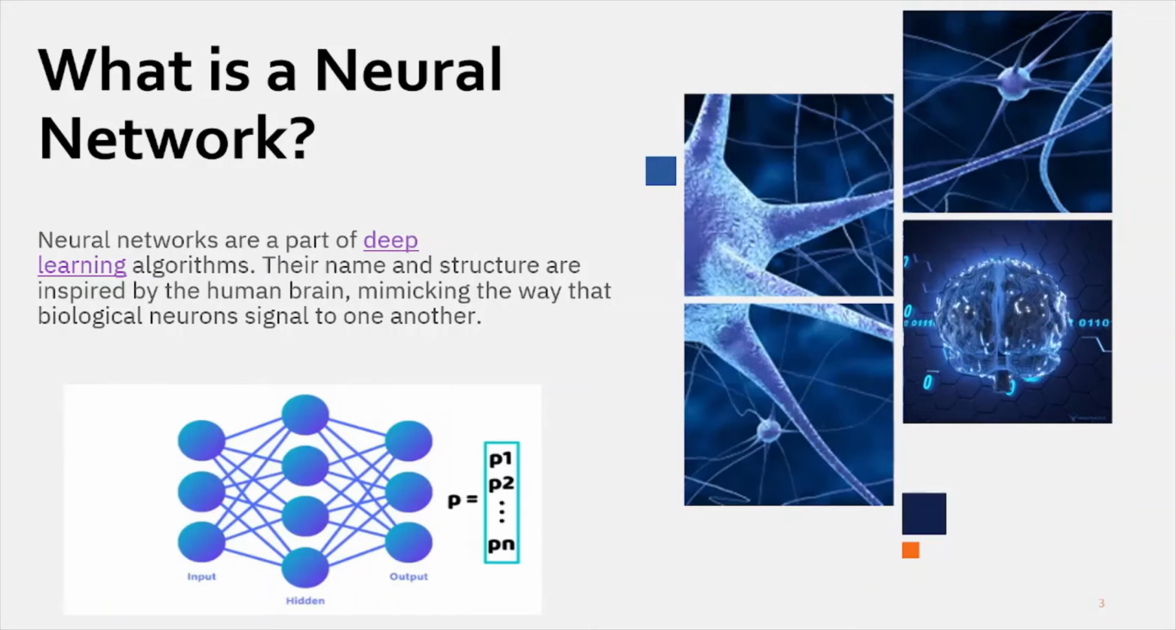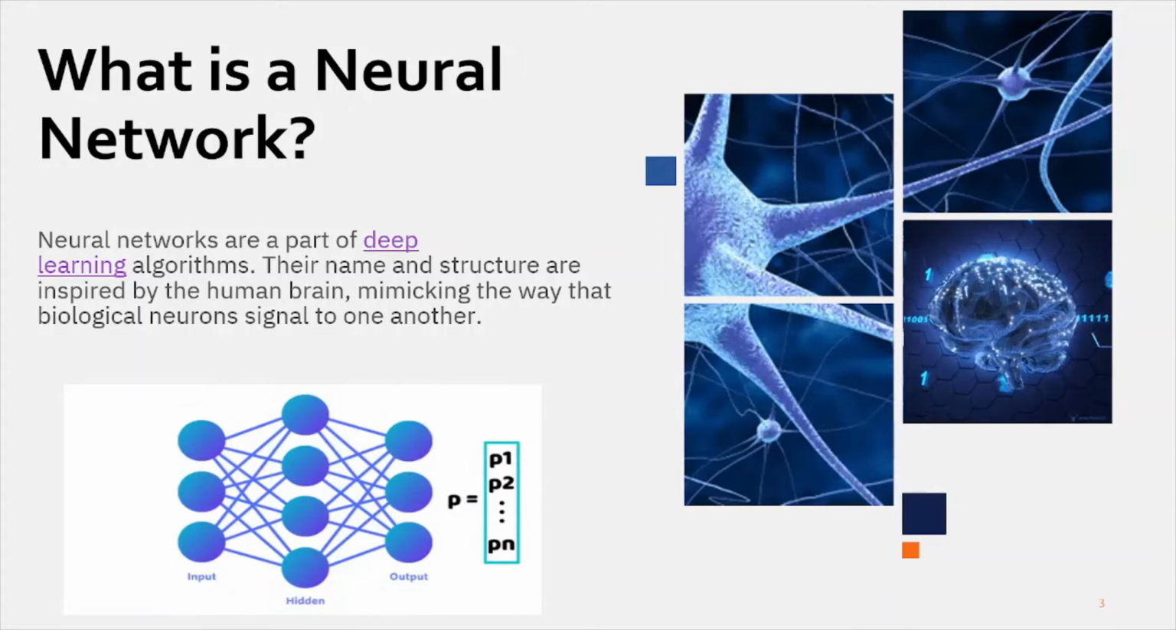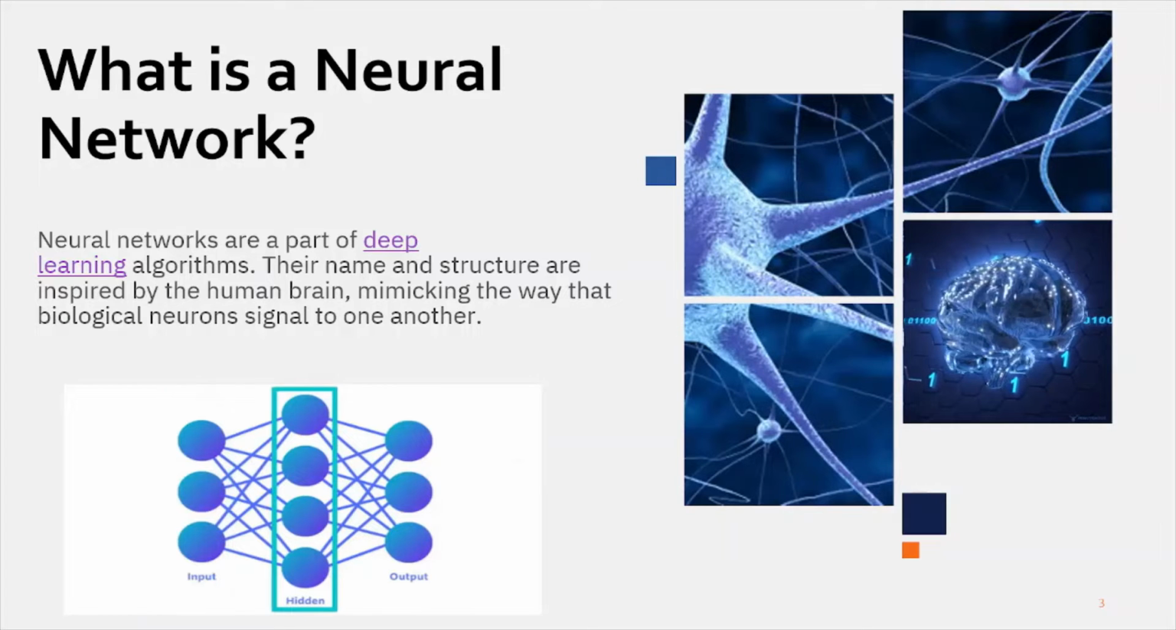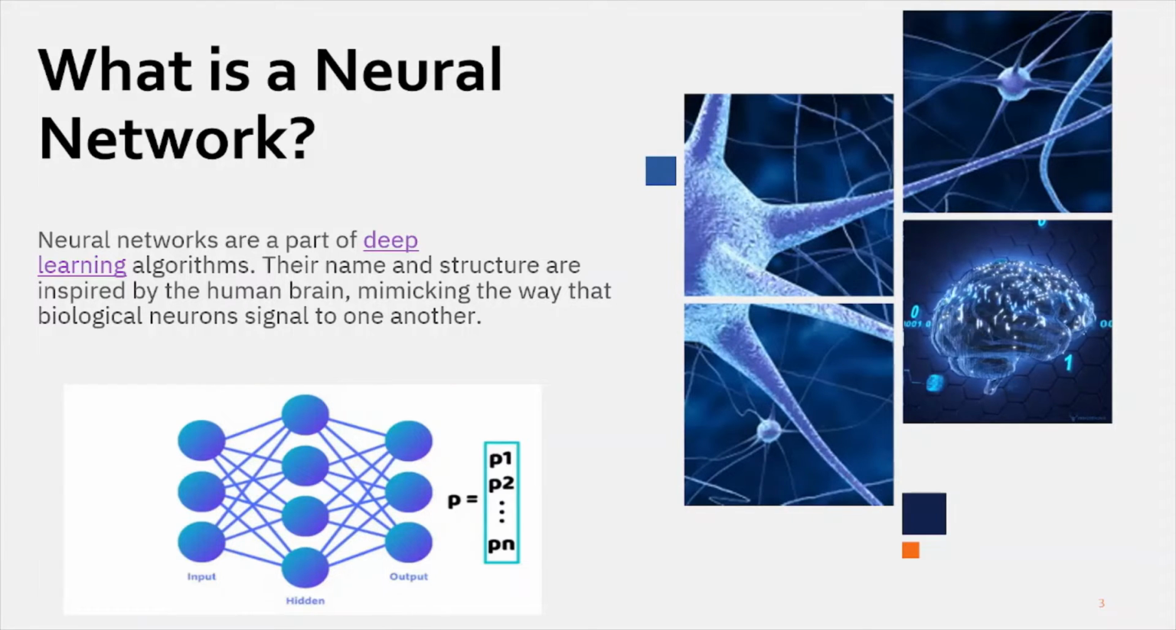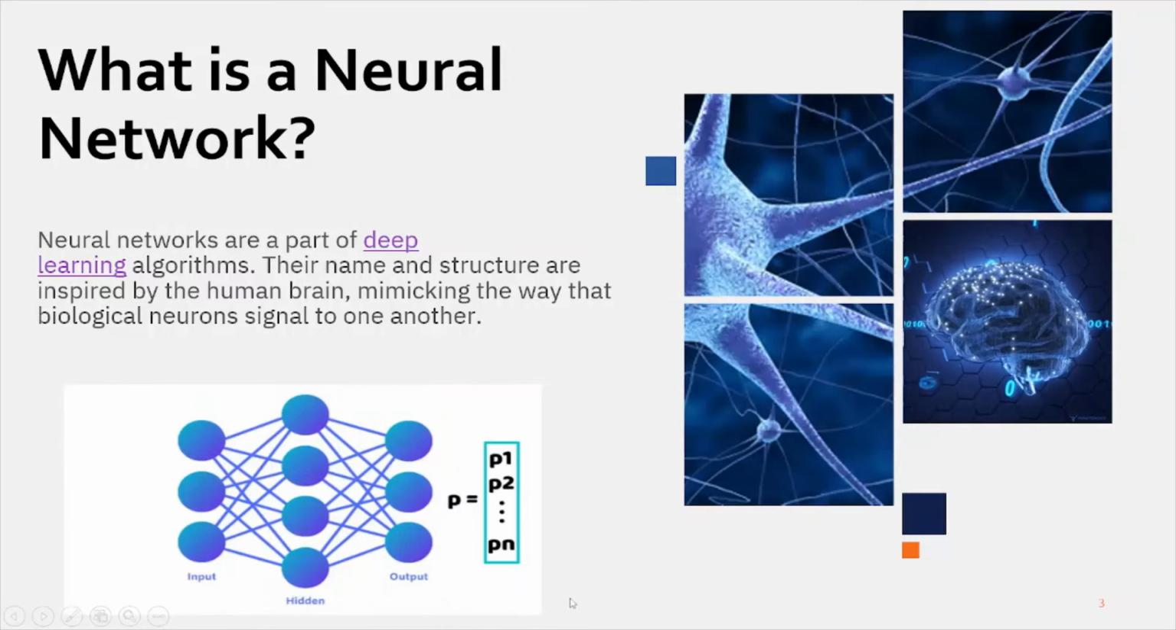Neural networks are a part of deep learning algorithms. Their name and structure are inspired by the human brain, mimicking the way that biological neurons signal to one another. This is an example of a neural network.